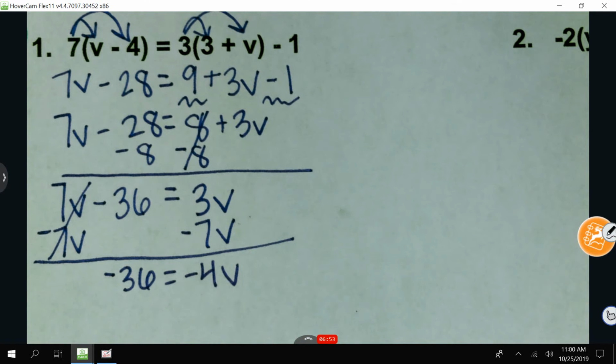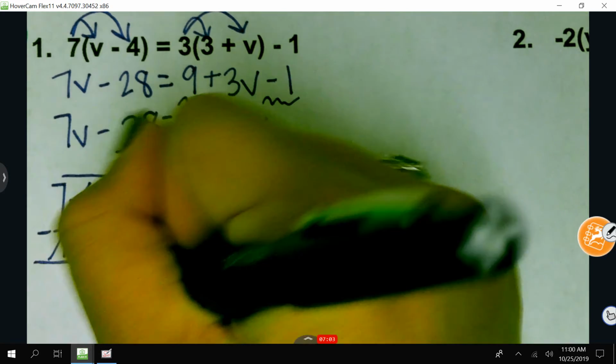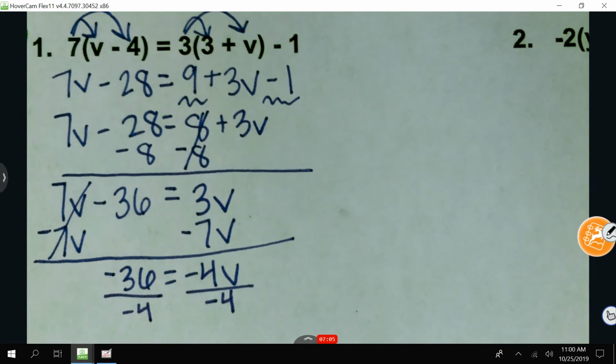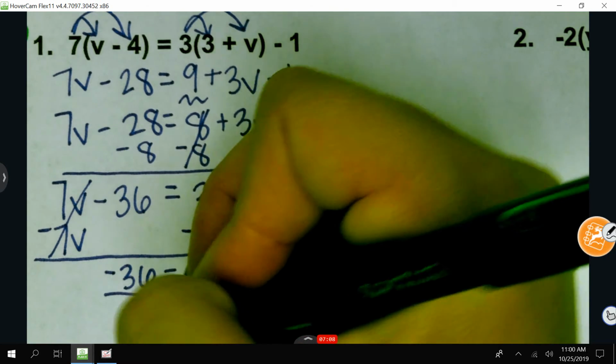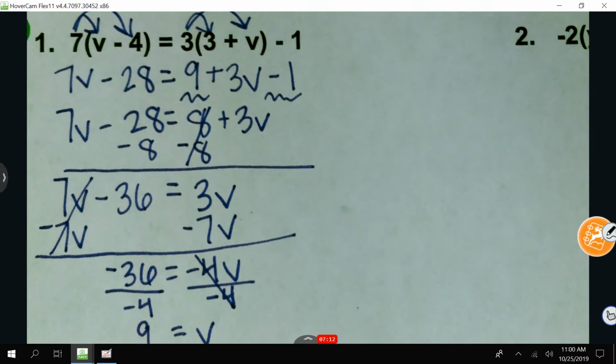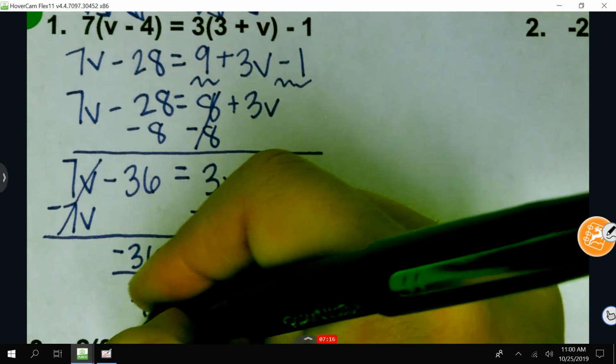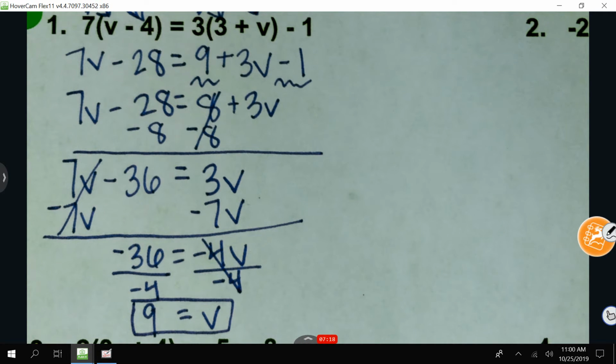Is there any more addition or subtraction there? No. So now what? Good. I'm going to divide both sides by negative 4. So what is v equal to? Positive 9. How would I check something like this?